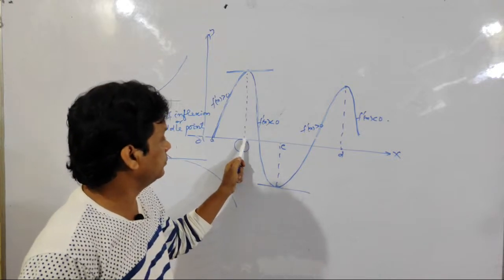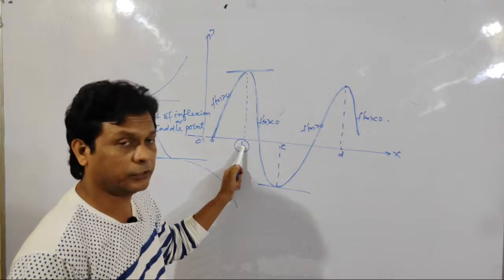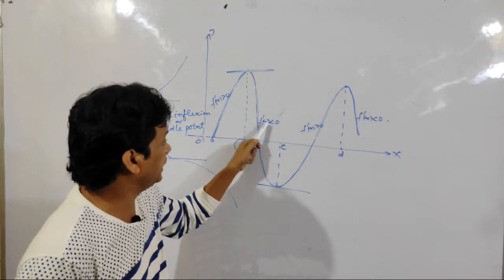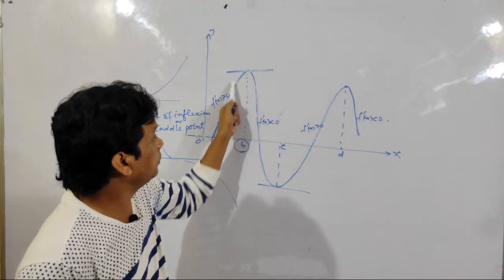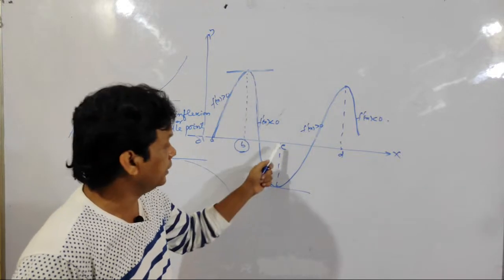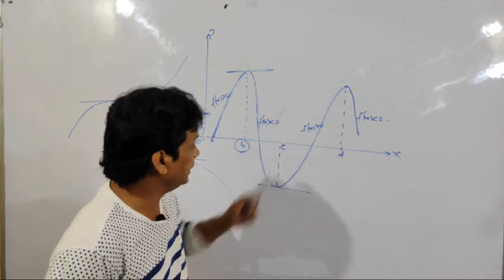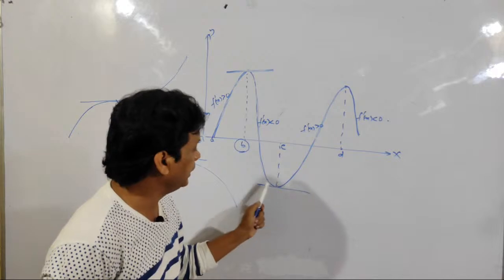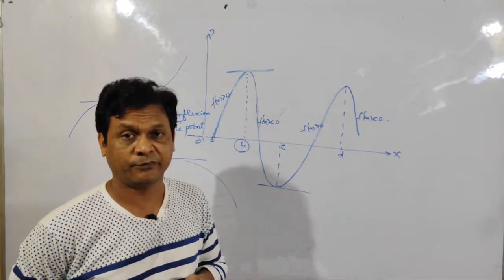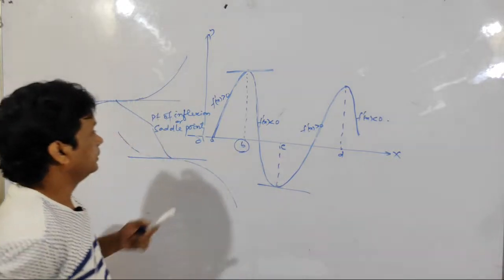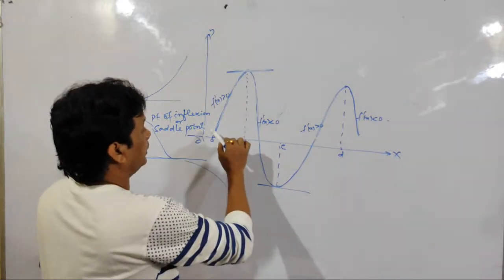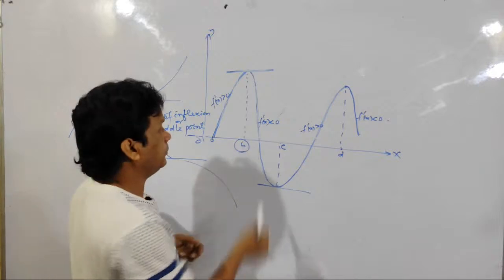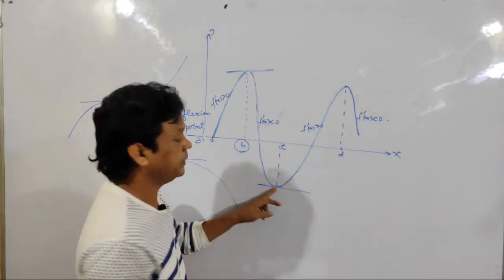Again I am telling you, while passing through x is equal to b, if the sign of the derivative changes from positive to negative, at that point you will get a maximum. And here, while passing through x is equal to c, if the sign of the derivative changes from negative to positive, at that point you will get a minimum. Clear? That means if it first increases and then decreases, then a maximum will be obtained. And if it first decreases then increases, a minimum will be obtained.